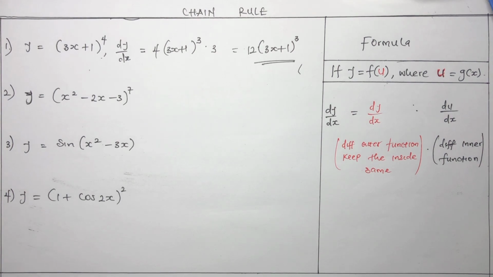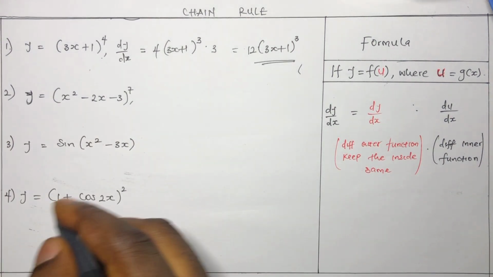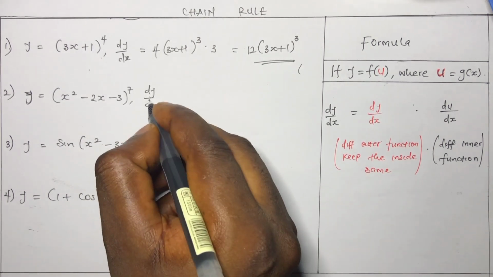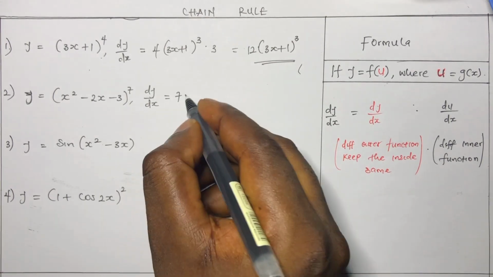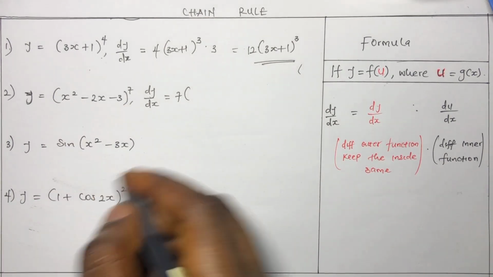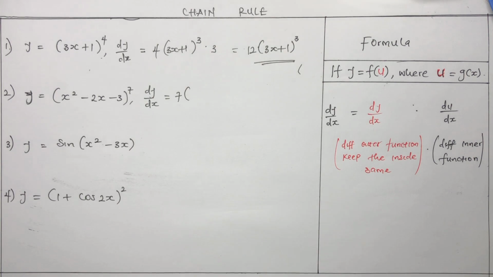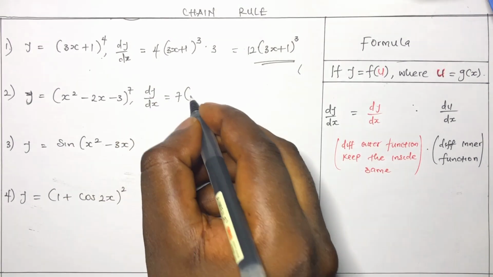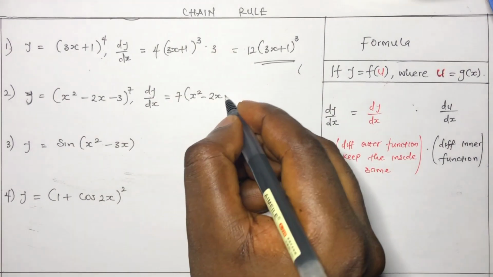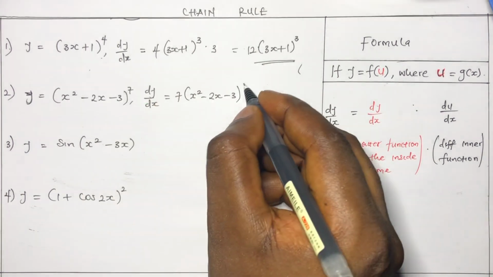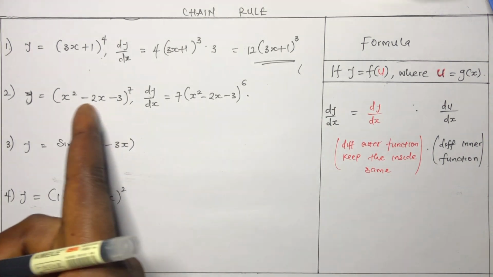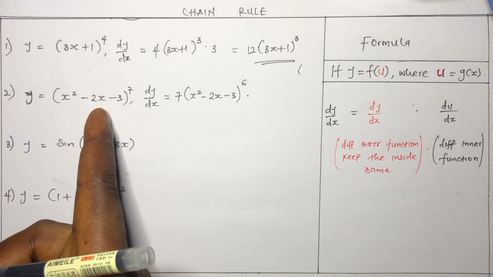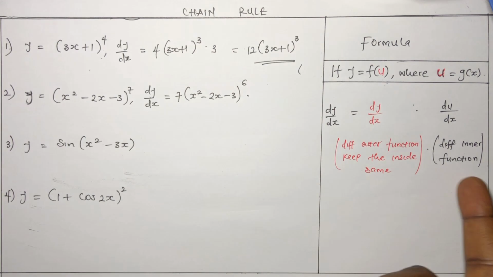And then from our second problem in our list, we want to get the derivative of this particular function. And then in the same vein, we are going to move 7 up front, right? So we have that 7. Then repeat everything we have inside of this function, which is x squared minus 2x minus 3. Then take away 1 from 7, so we have 6. Then we're going to multiply by the derivative of the inside function from our formula that we have.